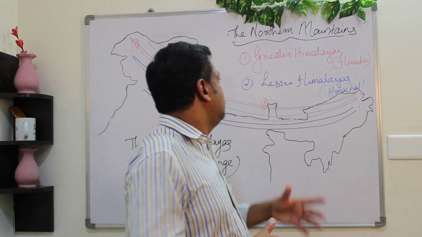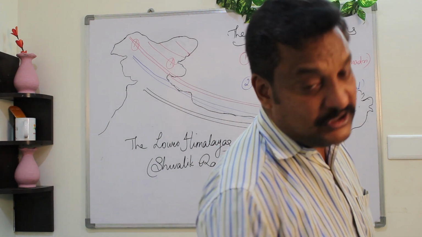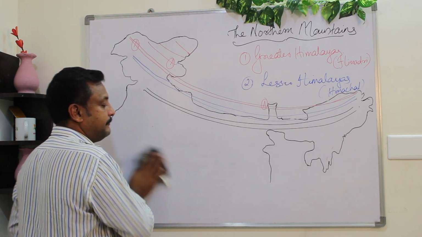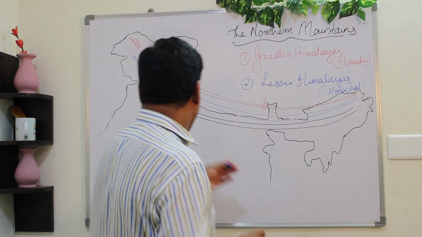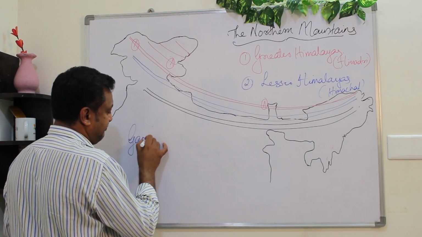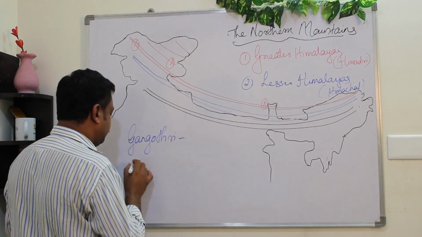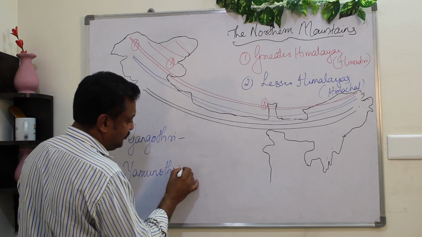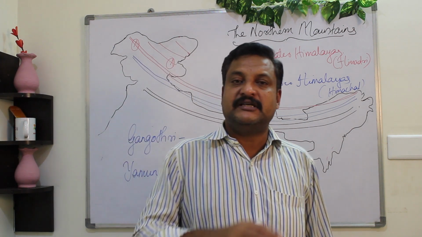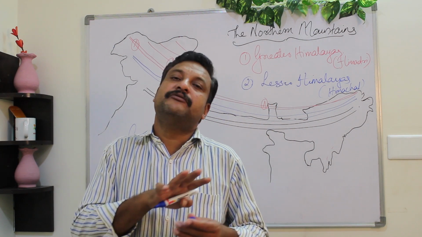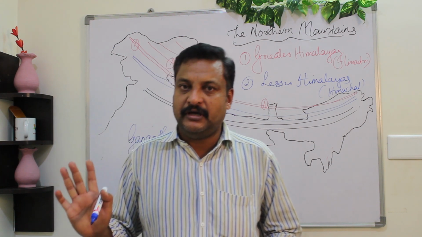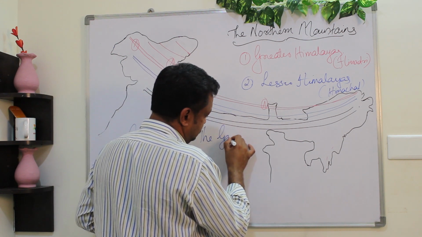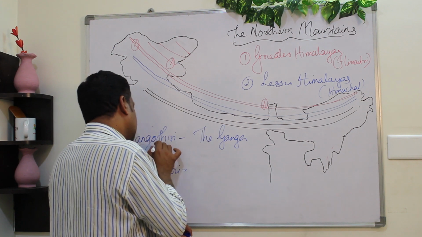For example, in Greater Himalayas, we have two glaciers. One is Gangotri, the second is Yamunotri. Okay, so Gangotri and Yamunotri are two glaciers. Glaciers means a very slow river of moving ice. Okay, so these two glaciers, actually the river Ganga originates from the glacier Gangotri.